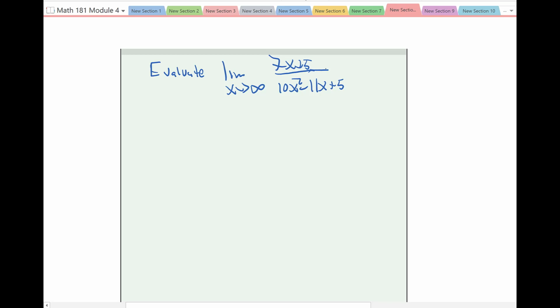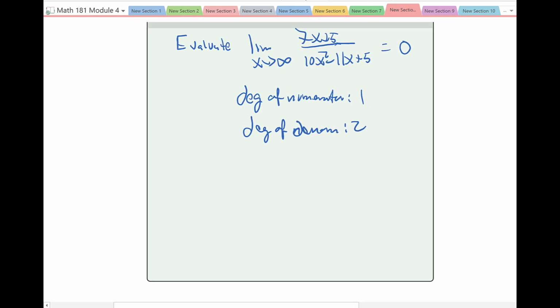Now, there are several ways to do this, and if you recall from your pre-calculus days, if the power in the denominator is more than the power in the numerator, then our limit is going to be 0. So the degree in the numerator is 1. Degree of denominator is 2. So we should know by that the limit's going to be 0. Now there's a longer way to do this, and I just want to expose you to that as well.